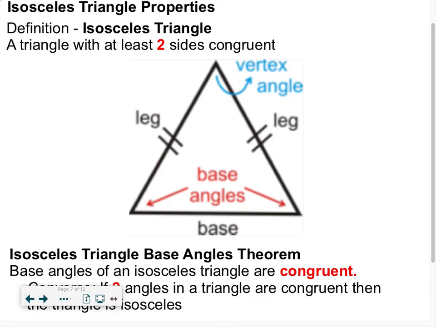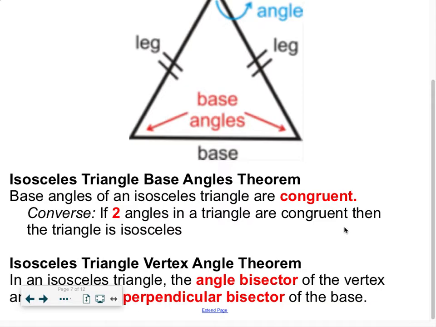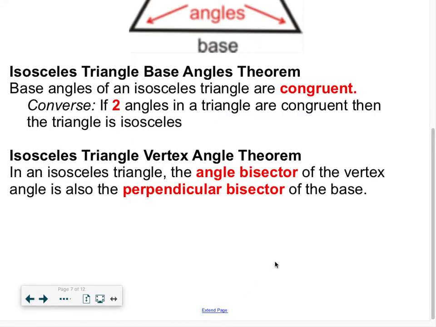This is important to know, the different parts, because we're going to encounter different theorems. The first two we're going to encounter are the isosceles triangle base angles theorem. I know it's a long name. We can abbreviate it, so we can just say it's the isosceles triangle BAT, base angles theorem. And then we have the isosceles triangle vertex angle theorem. We can abbreviate that one too. So that one's going to be isosceles triangle VAT.